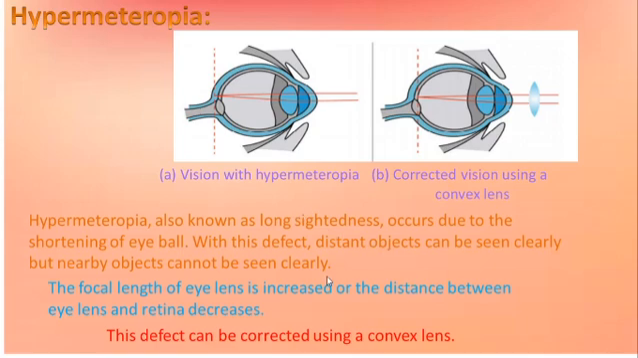Due to this, the image of nearby objects is formed behind the retina. That is very important. You see, for a person with hypermetropia, the image of nearby objects is formed behind the retina. So this defect can be corrected using a convex lens.